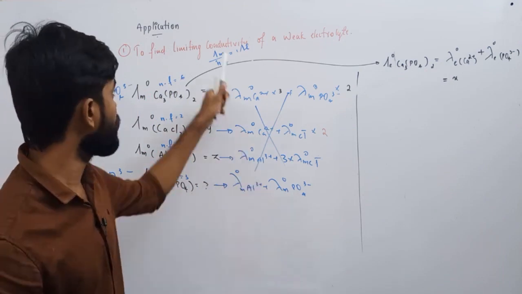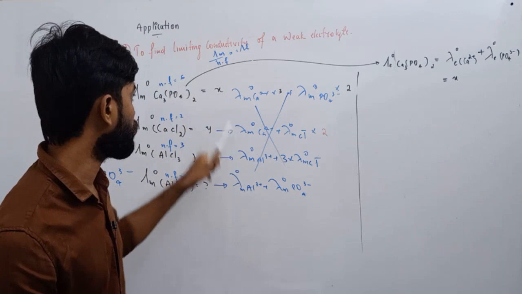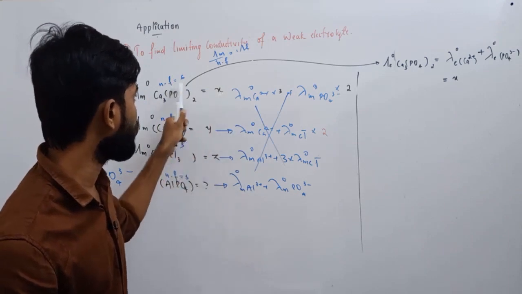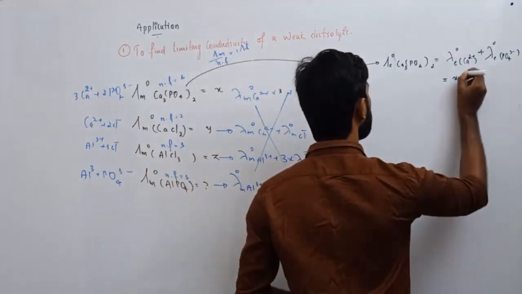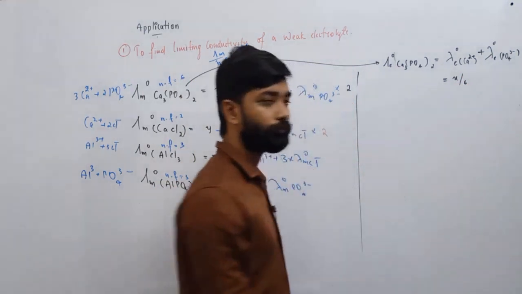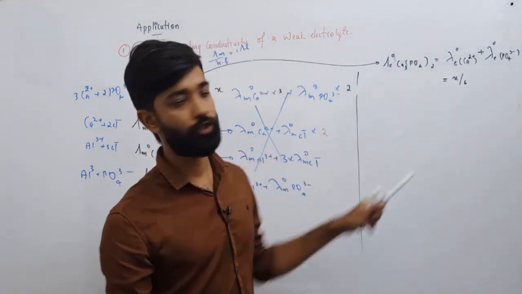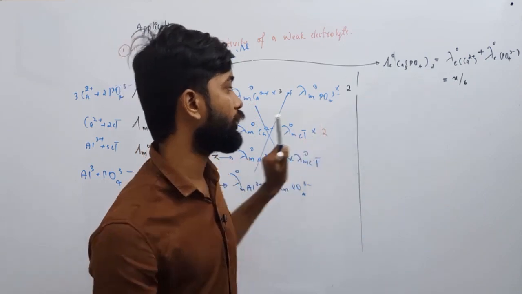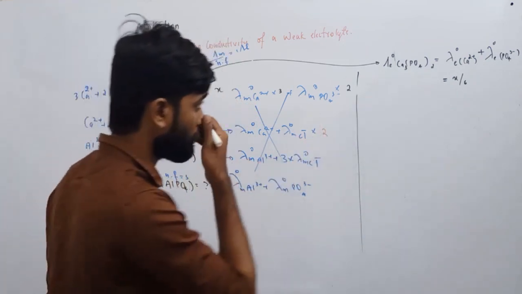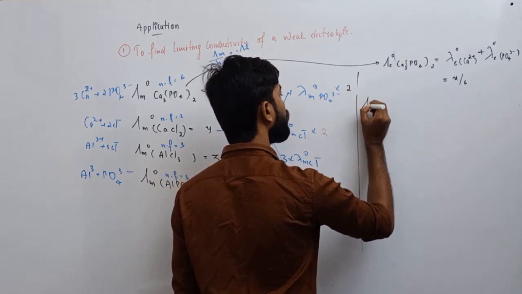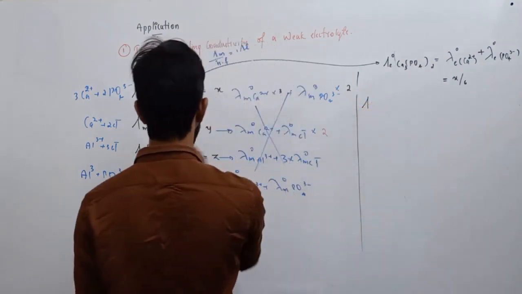So equivalent conductivity is the molar conductivity divided by n factor. The molar conductivity is x and n factor is 6, so equivalent conductivity will be x by 6. Molar conductivity x and n factor is 6, so equivalent conductivity of that corresponding salt is x by 6. Fine. What about the next one?